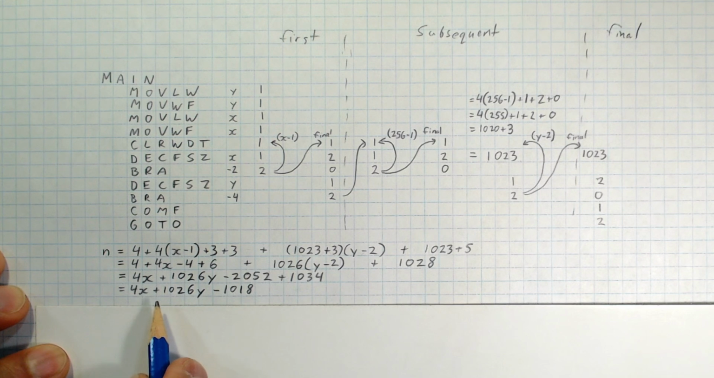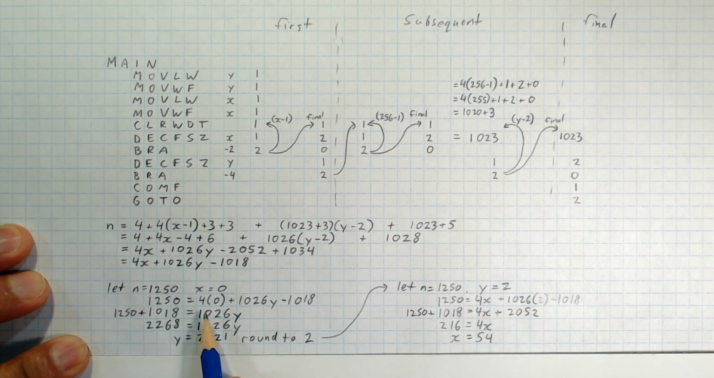So to make this a little bit easier, we're going to ignore one of the variables. If you look at the expression, you'll notice that y has a much bigger impact than x. This 1026 is a lot bigger than 4. So we can temporarily ignore the x variable and set it to 0. We'll bring it back later, but for now, if we set x to 0 and work out the math, we end up with y equals 2.21.